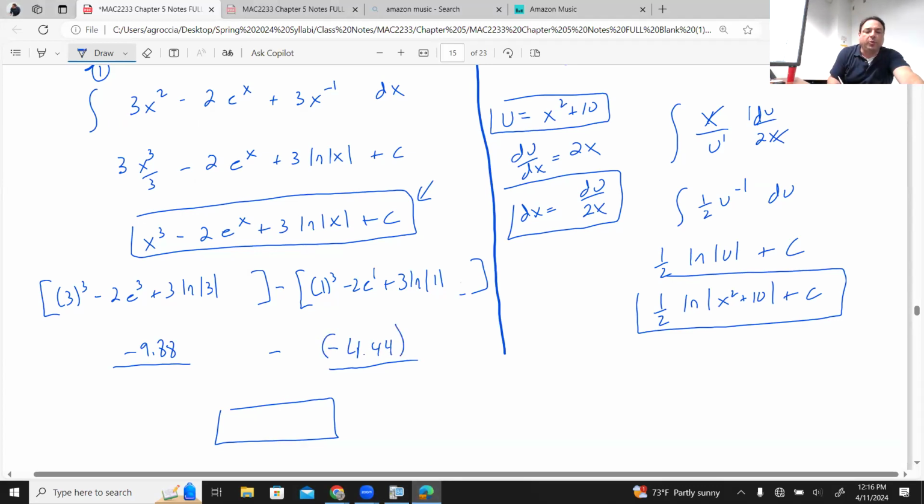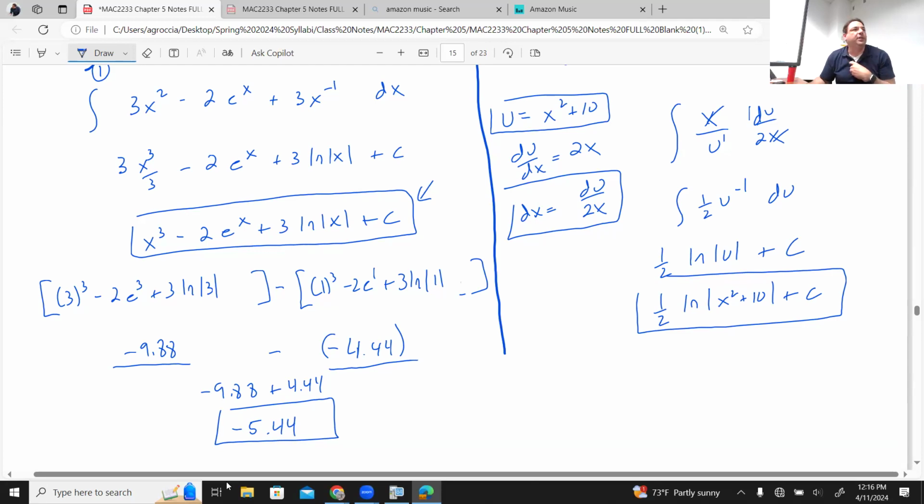And again, if you want to do a little bit of work, this would be negative 9.88. Negative and negative is positive, 4.44. You can do that in your head, do it in the calculator, whatever you want, but you get negative 5.44. So in summary, what are we learning today?